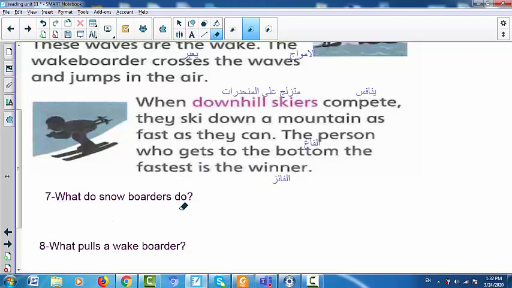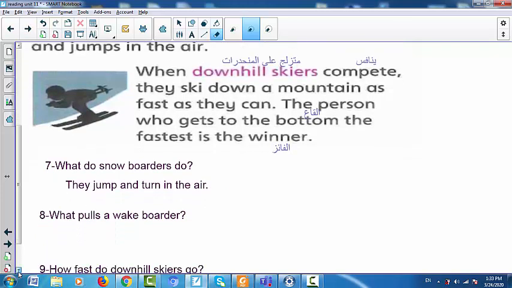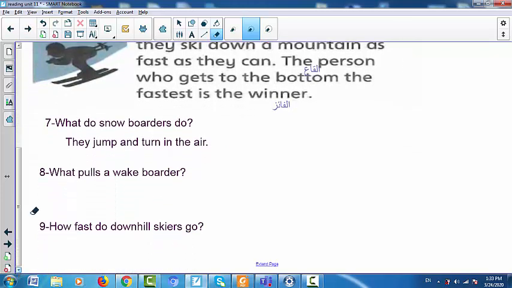What do snowboarders do? They jump and turn in the air. What pulls a wakeboarder? Yes, a boat. بإيش مثبت الويك بوردر؟ في البوت، في القارب. How fast do downhill skiers go? As fast as they can. بالسرعة القصوى.